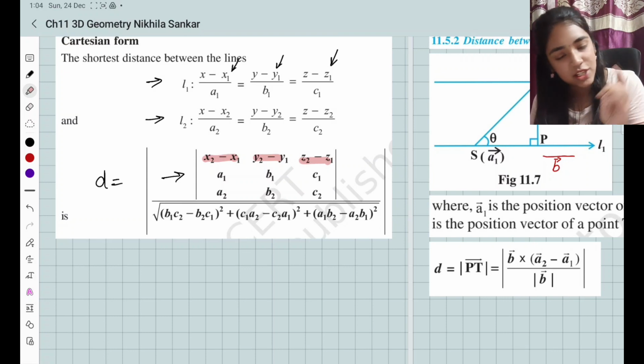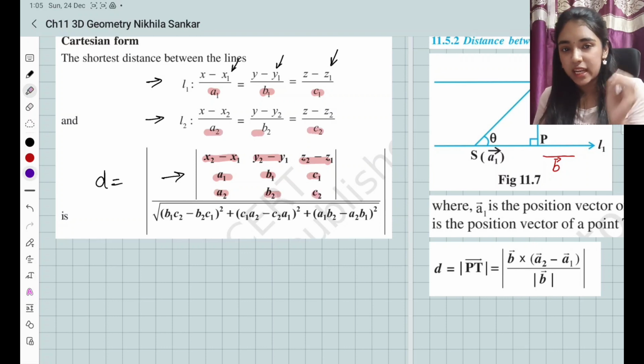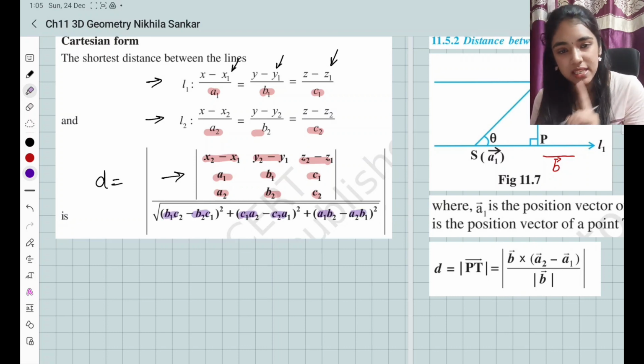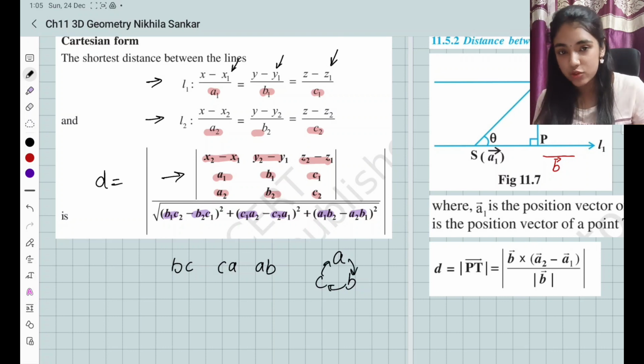அடுத்த ரெண்டு ரோல direction ratios. So a1, b1, c1, a2, b2, c2. Okay, புரிஞ்சுதா? This is in the numerator. இது எல்லாமே determinant குள்ள இருக்கு. இப்போ denominatorல என்ன இருக்கு? I have bc, ca, ab. இந்த ஆர்டர் ஞாபகம் வச்சுக்கலாமா? bc, ca, ab. clockwise basica. So a, b, c இருக்குனா bc, ca, ab. So இந்த ஆர்டர் ஞாபகம் வச்சுக்கணும்.